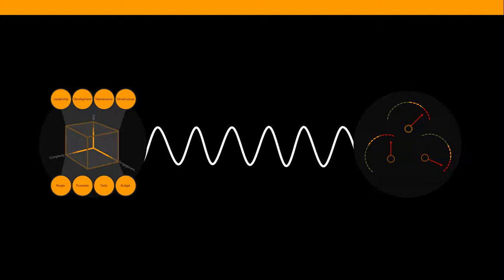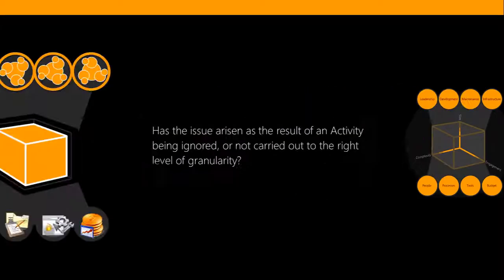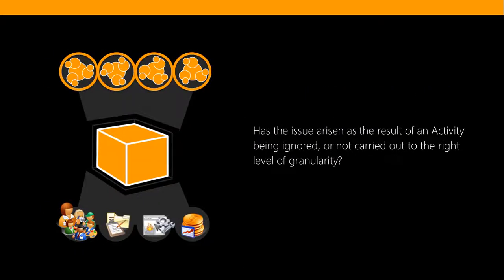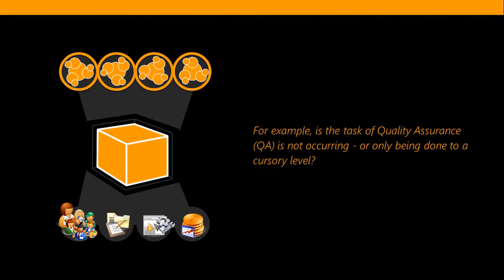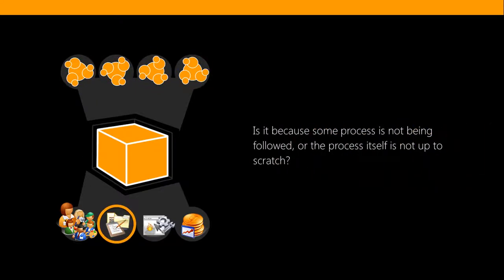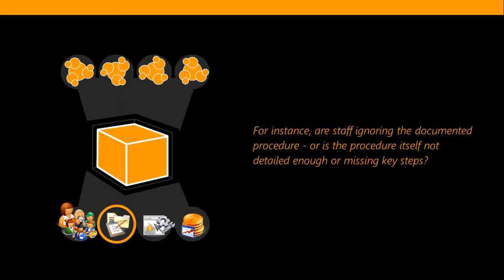What you're looking for is anything that indicates either a lack of attention to the tasks of online or a lack of necessary support. In this regard, the key steps are, first, has the issue arisen as a result of a governance activity being ignored or not carried out to the right level of granularity? For example, if content goes live with many misspellings, is it because the task of, say, quality assurance is not occurring or only being done to a cursory level? Then, if not one, is it two because some process is not being followed or the process itself is not up to scratch? For instance, maybe QA is occurring, but the staff member is ignoring the documented procedure, or the procedure itself is not detailed enough and missing key steps.